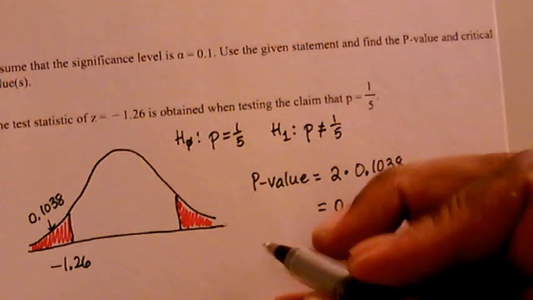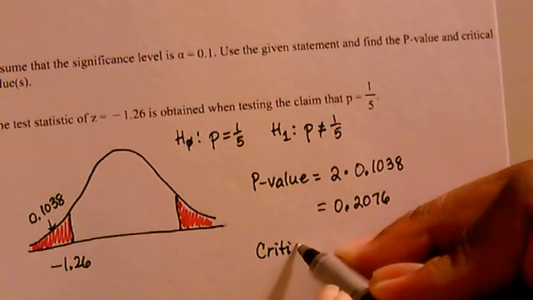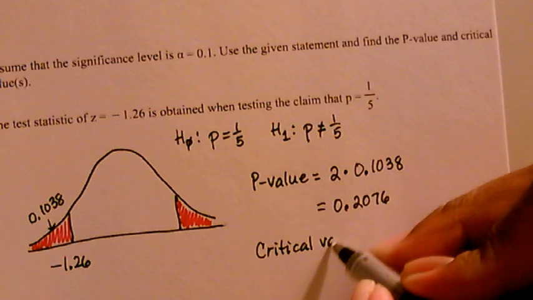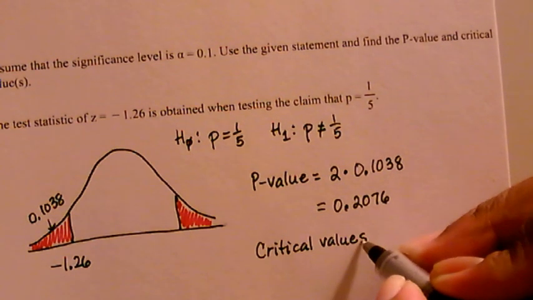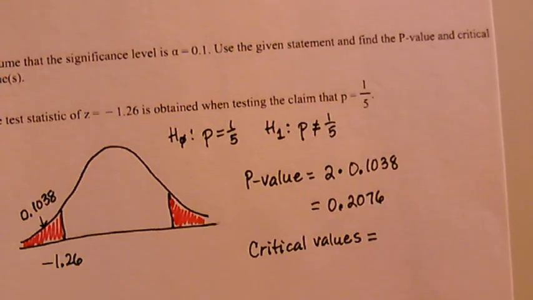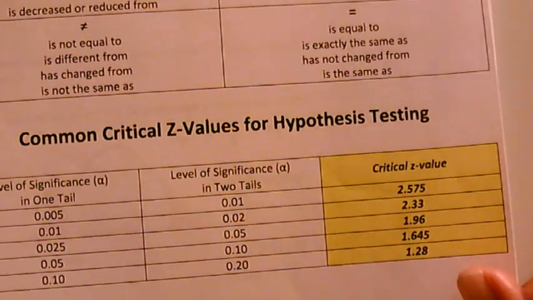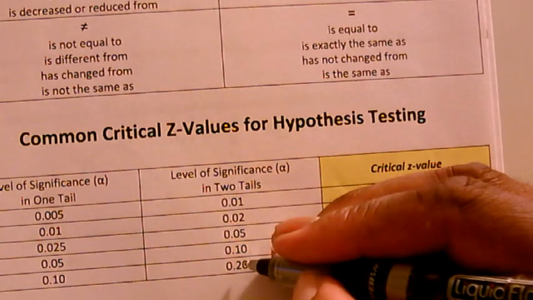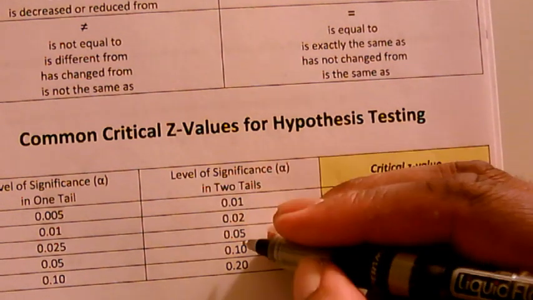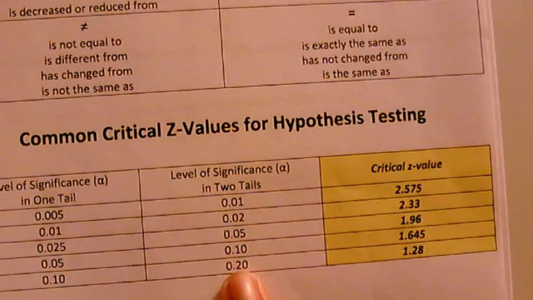Now for the critical values. And I say critical values because in a two-tailed test, instead of 1 critical value, you have 2 of them. One's positive and the other one is negative. Okay. Now this time, using our common critical z-values for hypothesis testing, we're going to be looking under this column for the level of significance in two tails. And we're going to be using 0.10. That's given to us because that's the level of significance and it's in two tails.